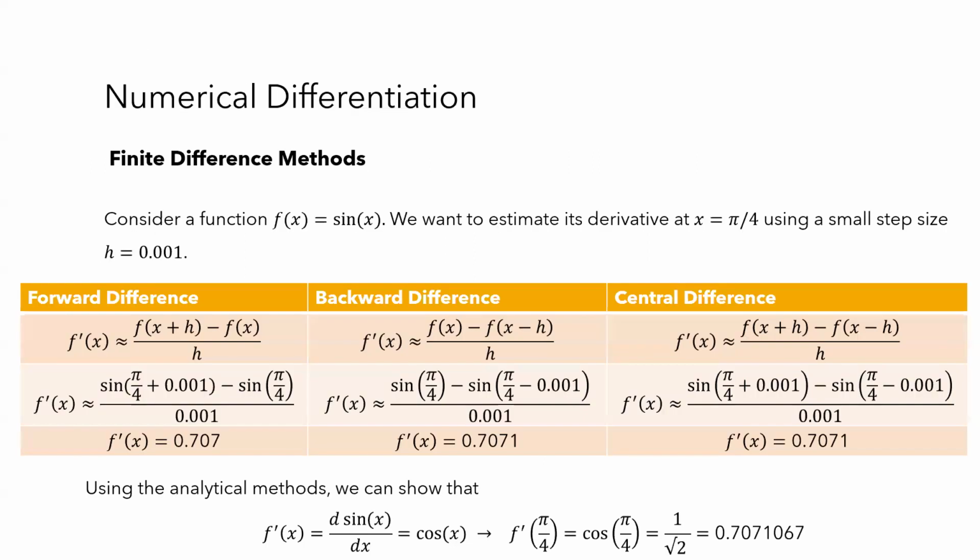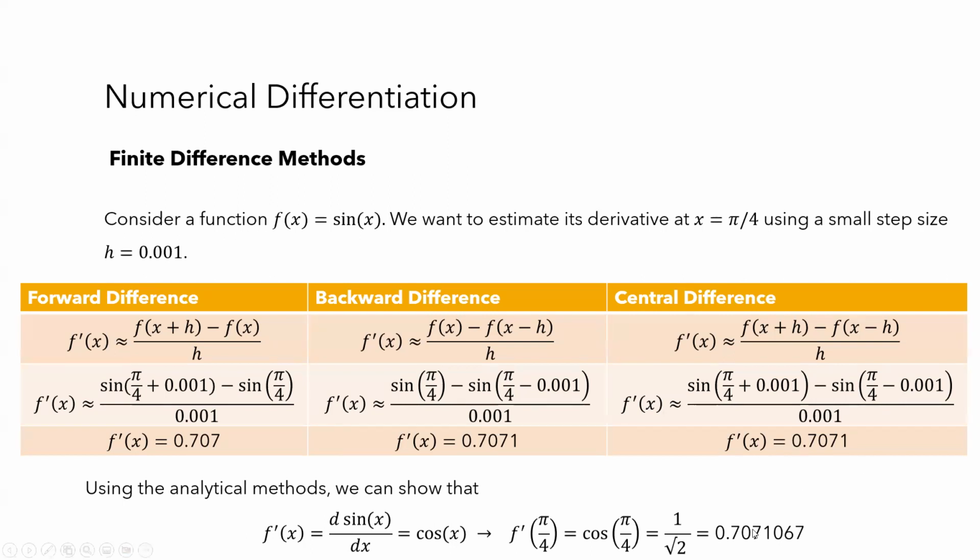Now, since we are trying to approximate the value of the first derivative, we need to have some idea about the error associated with these approximations. Since these are approximations, there should be some error between the approximated value and the true value.